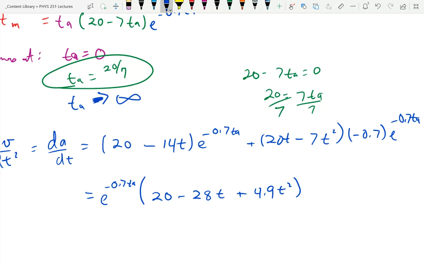So should those t's there in the parentheses be ta? Oh, they should have been t's because I was just taking derivatives. Okay. I'm going to apply it at ta to see what's going on at time a. And so if I put in my time ta, if I put in 20 over 7 for ta, all I care about is the sign. The exponential is always positive, so that's positive.